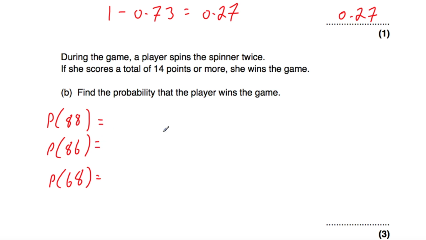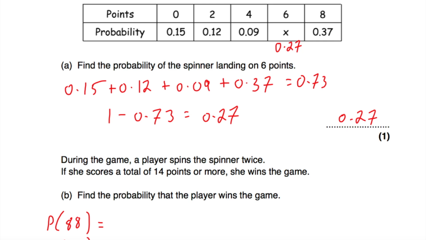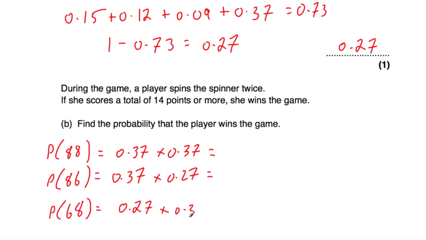Okay, so the probability of an 8 and an 8. The probability of an 8 is 0.37, so it's going to be 0.37 multiplied by 0.37, and we'll see what we get. An 8 and a 6, that'll be 0.37 multiplied by 0.27. We'll multiply those and see what we get. And finally, a 6 and an 8, that'll be 0.27 multiplied by 0.37. So let's work these out and see what we get.